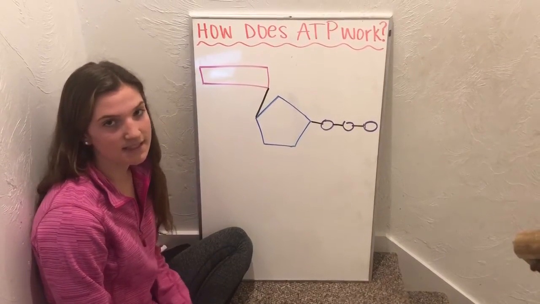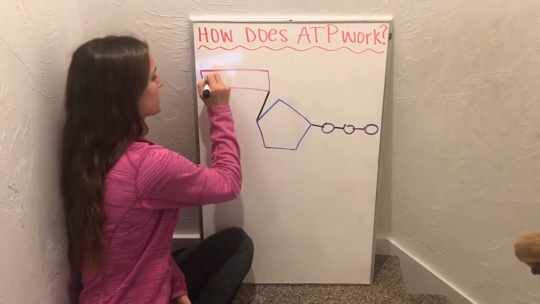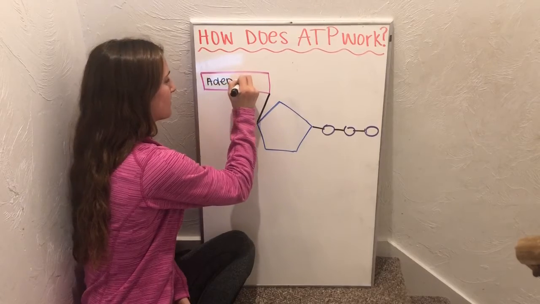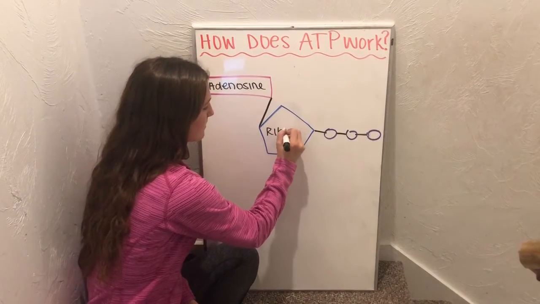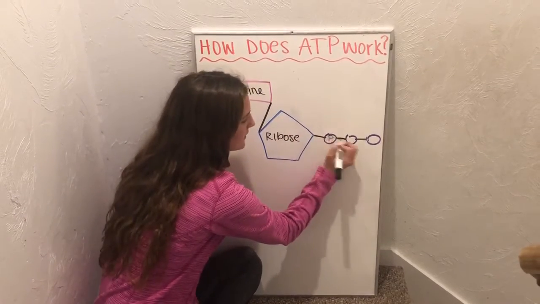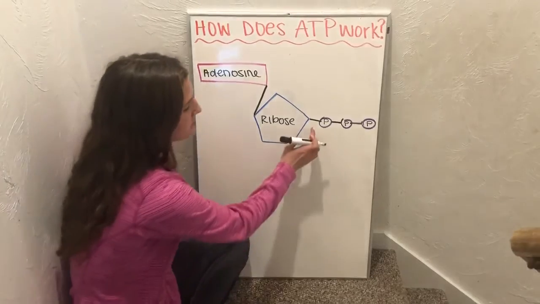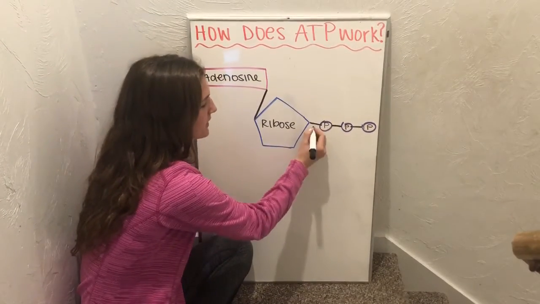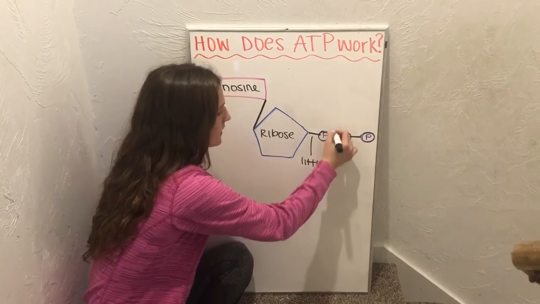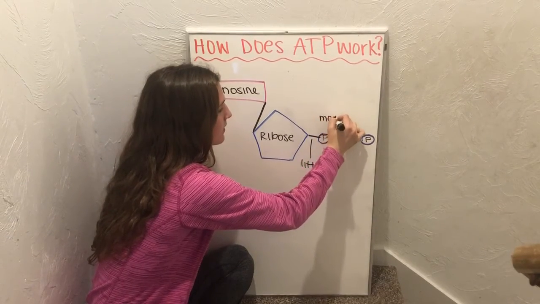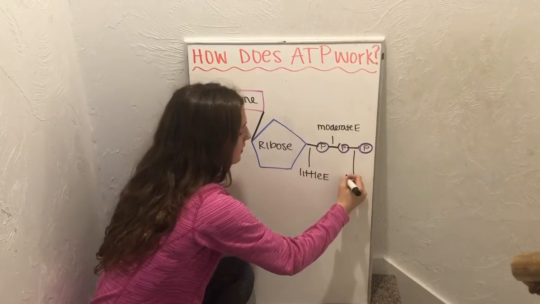ATP stands for adenosine triphosphate. So this is a diagram of ATP. There's a nitrogenous base called adenosine. There's a sugar called ribose. And there are 3 phosphate groups, each right here. In between each bond of the phosphates, there's energy. Here, there's a little energy. Here, there's a moderate amount. And in between the last 2 phosphates, there's a lot of energy.